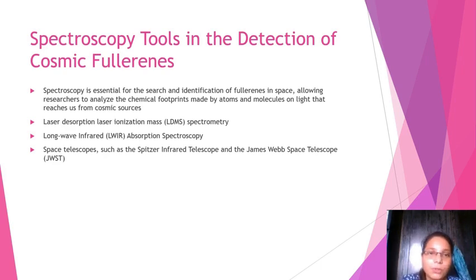Apart from spectroscopic tools, we have certain space telescopes like the Spitzer Infrared Telescope and the James Webb Space Telescope, which have been very instrumental in gathering spectroscopic data that indicate the presence of fullerenes. These telescopes can observe distant celestial phenomena and analyze the light emitted or absorbed by cosmic materials, including fullerenes' unique spectral signatures.